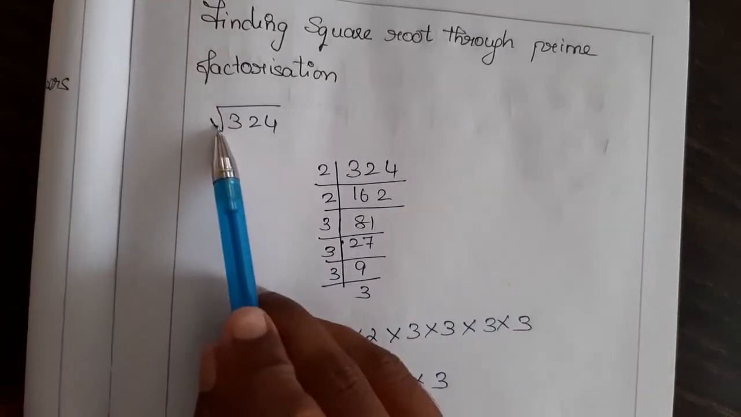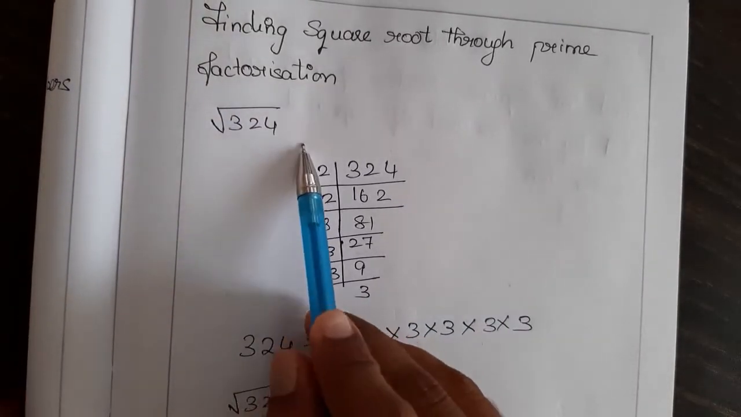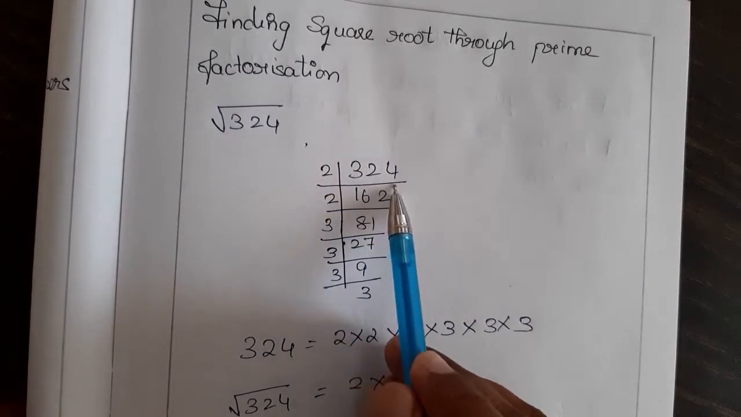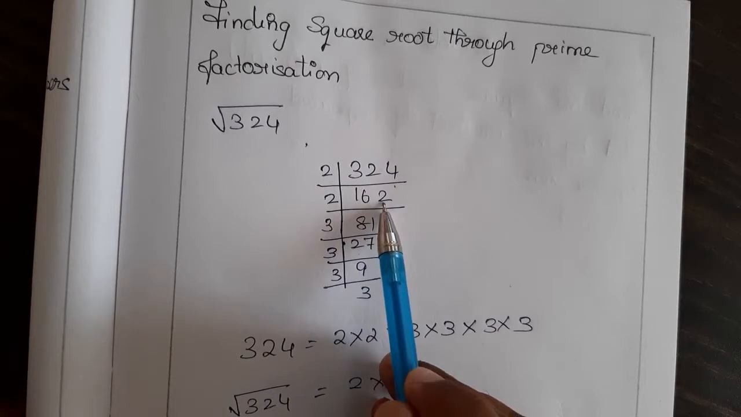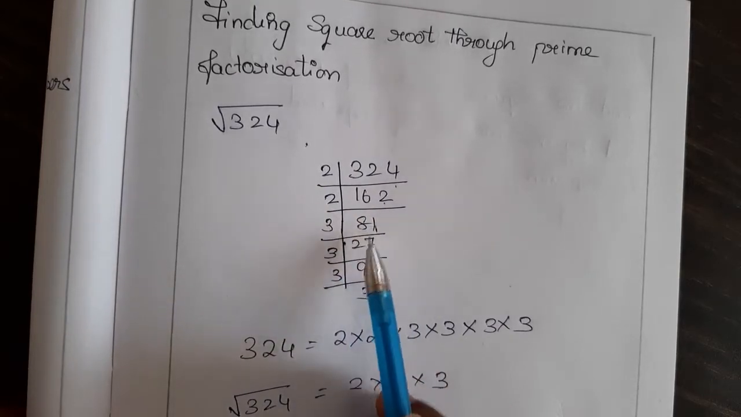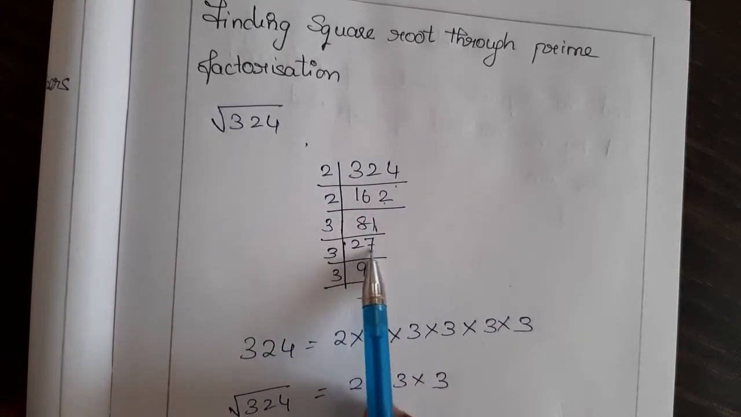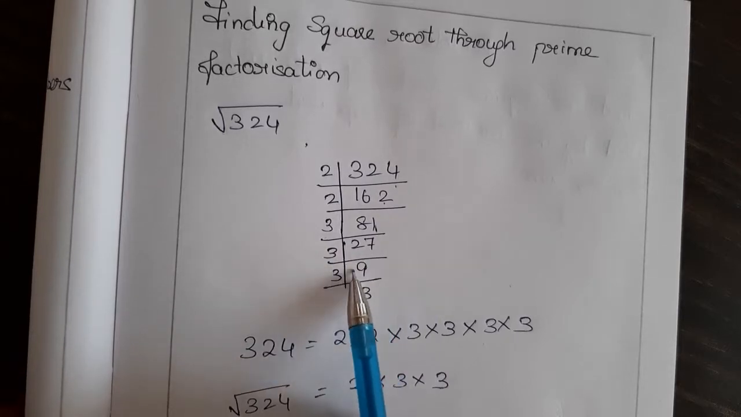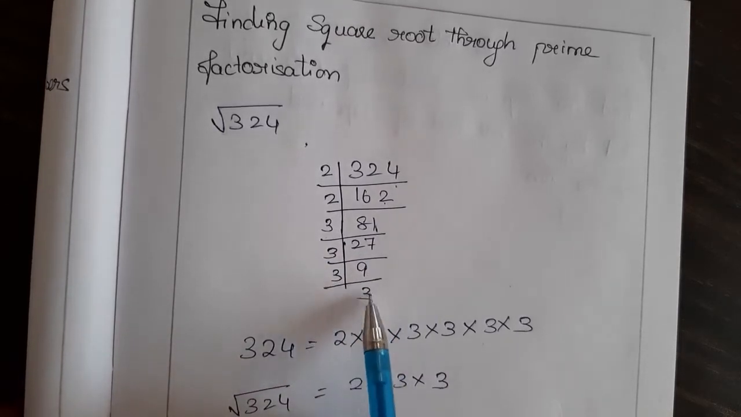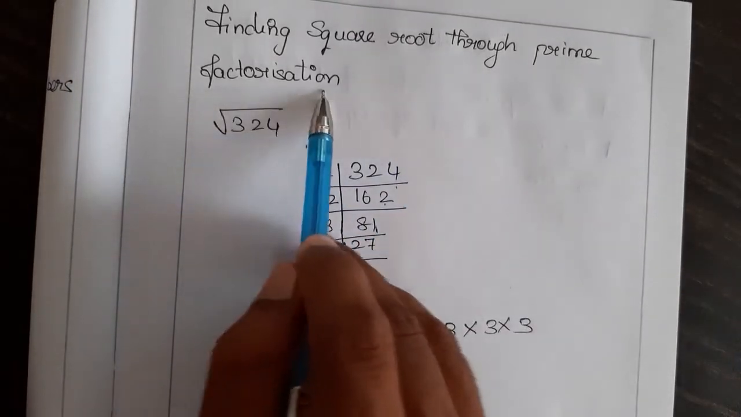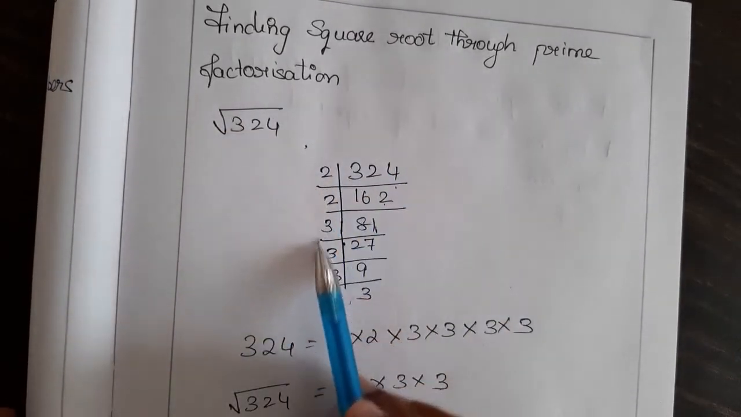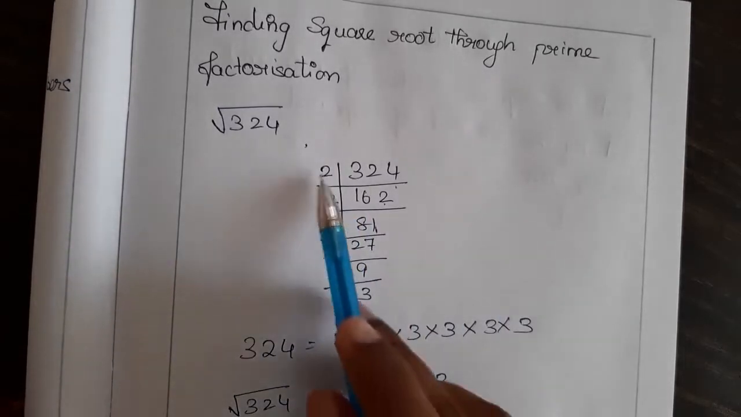Consider the square root of 324 here. So I'm going to take the prime factorization of 324. We already know that 324 is 2 times 162, again 2 times 81. 81 is obtained by 3 times 27, and 27 by 3 times 9. 9 is obtained by 3 times 3. Here only prime numbers will be used. That's why this method is called prime factorization.